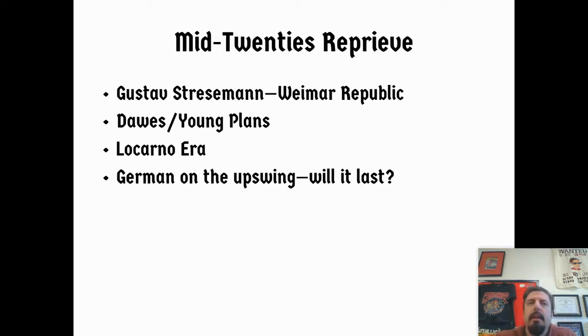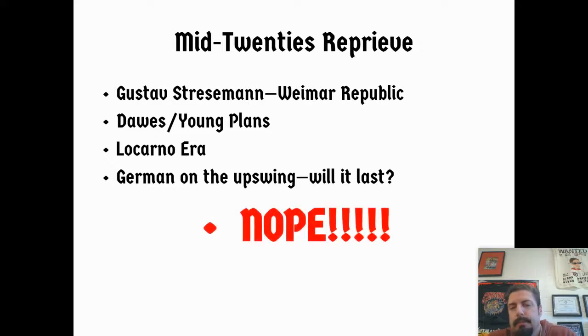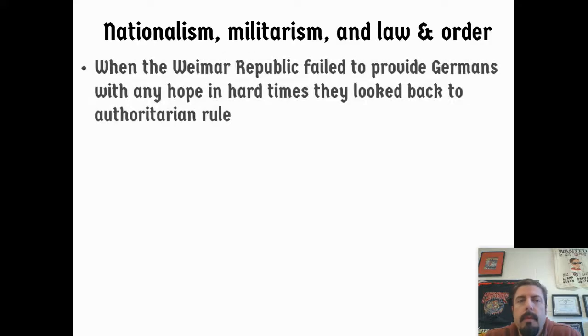Stability can breed democracy, liberalism. Things are all right. One of the things I've said over and over again, though, is as long as stability is there, you can have liberalism and democracy. But once that's lost, then people want that security once again. Yes, Germany was on the upswing through the 1920s into the later 1920s, but would it last? And I would argue, no, it did not. When the Weimar Republic failed to provide Germans with any hope in hard times, they looked back to authoritarian rule. So, yes, when things are good, people are fine.